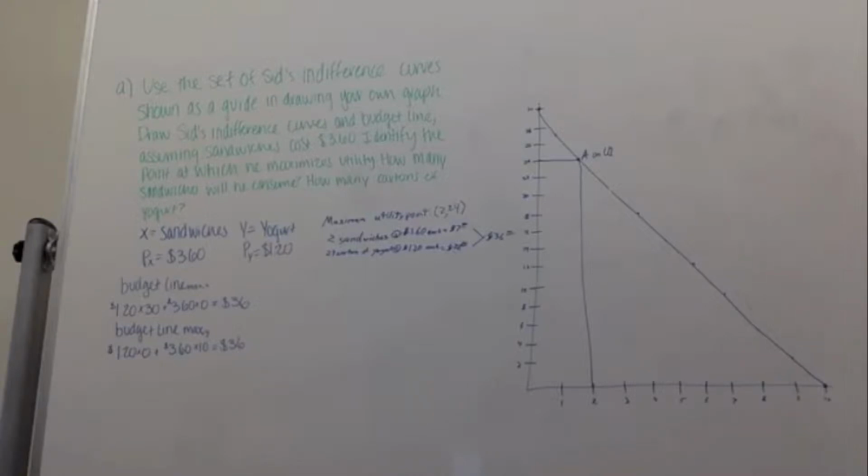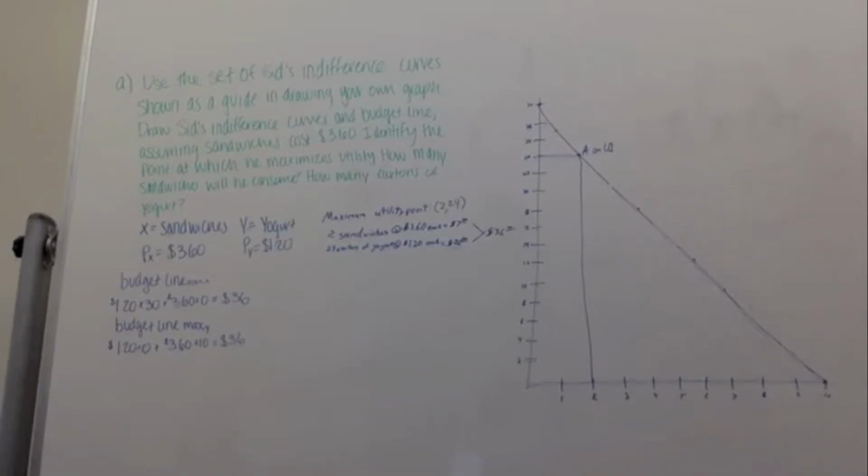6A. Use a set of Sid's indifference curves shown as a guide in drawing your own graph. Draw Sid's indifference curves and budget line, assuming sandwiches cost $3.60. Identify the point at which he maximizes utility. How many sandwiches will he consume? How many cartons of yogurt?